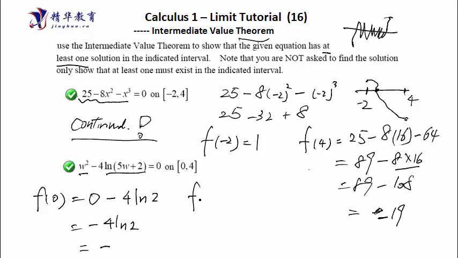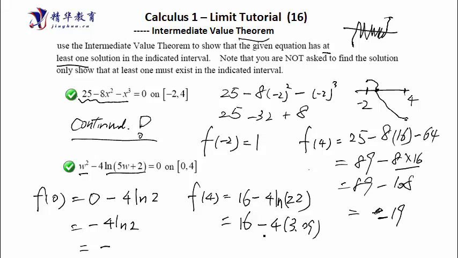Then f(4) is how much? f(4) is equal to 16 minus 4 ln 22. ln 22 is not too much, it's like 3 something. Let me calculate how much this is. ln 22 is about 3.09. It will be 16 minus 4 times 3.09. We can just say 16 minus this is 12 something, equal to a positive number.